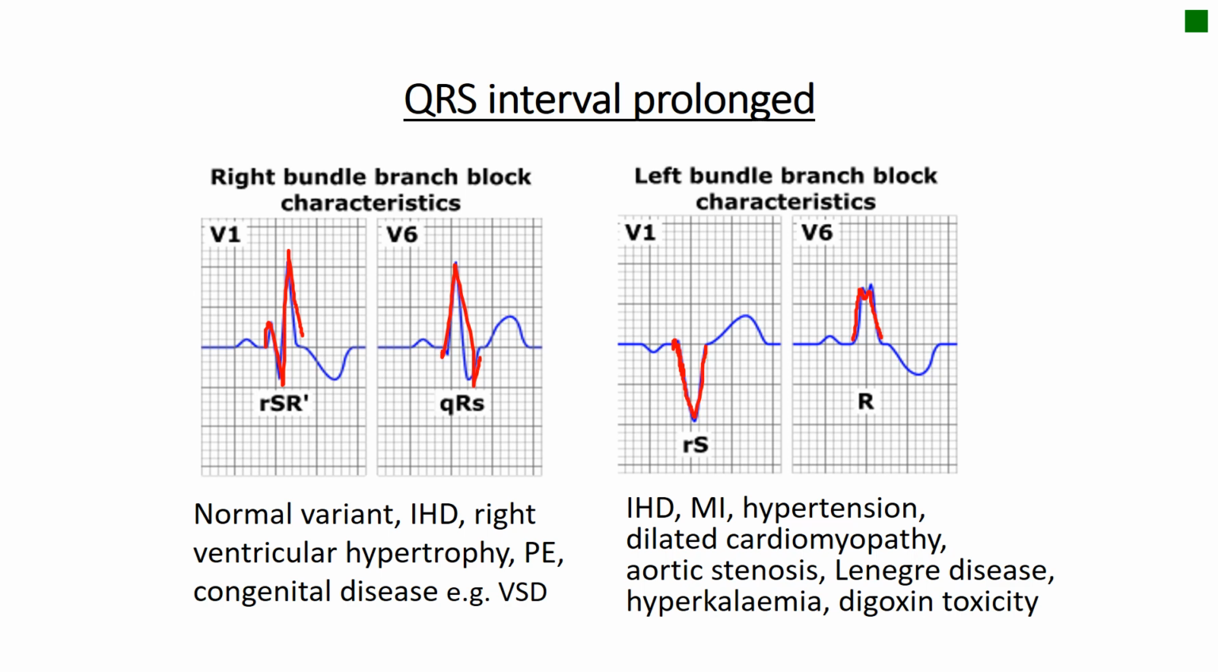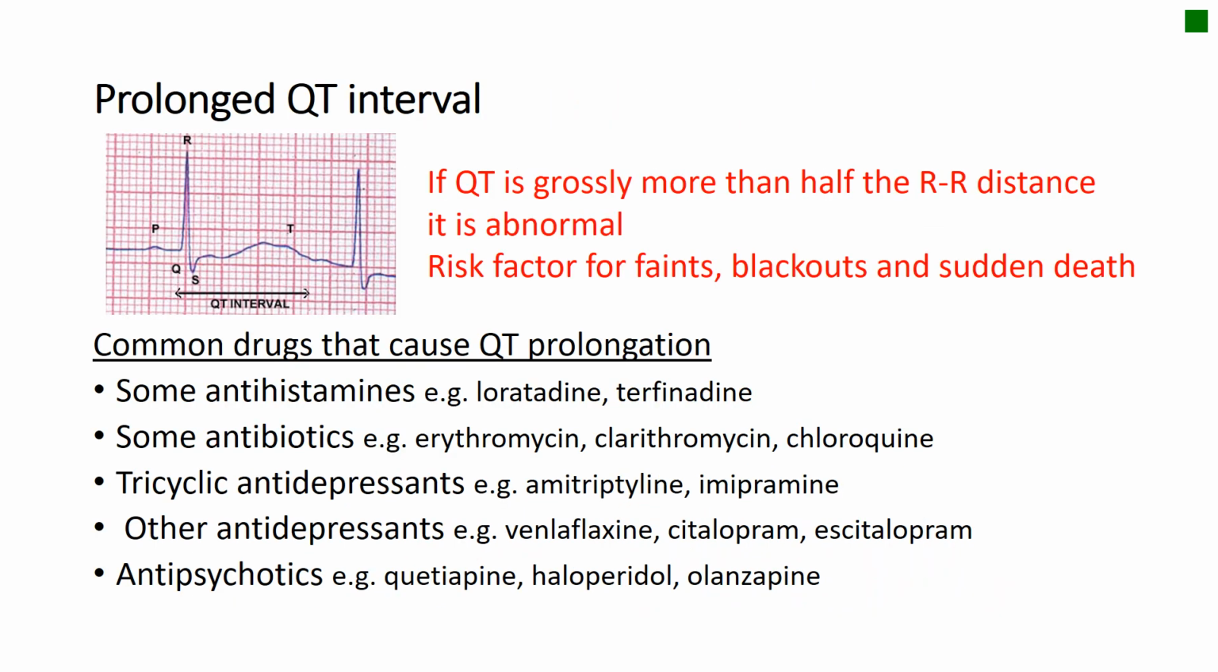These are the different causes for right and left bundle branch block. I'm not expecting you to know this, but this is just for completeness. And here, the thing I want to talk about is the prolonged QT interval.